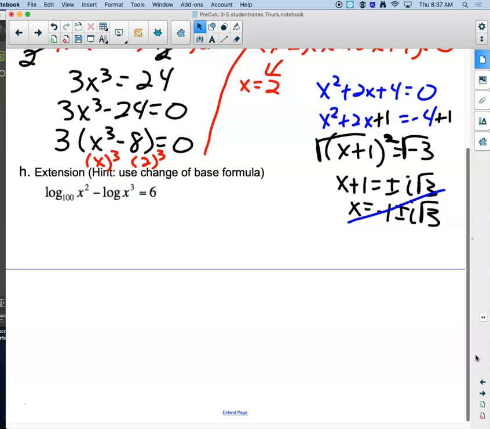H. You know it's going to be good when it says extension. That means a little bit above what we're going to ask you to be doing in the homework and on the test. Hint for this one is use the change of base formula.